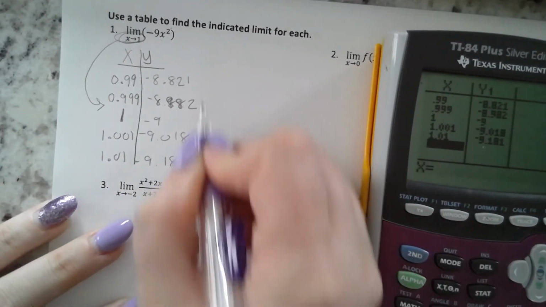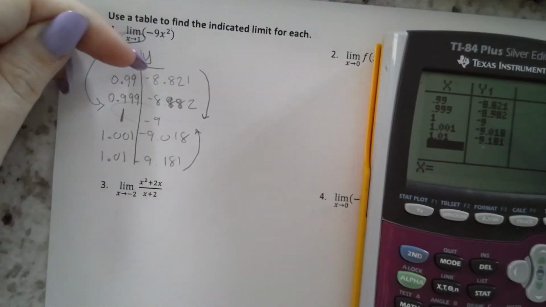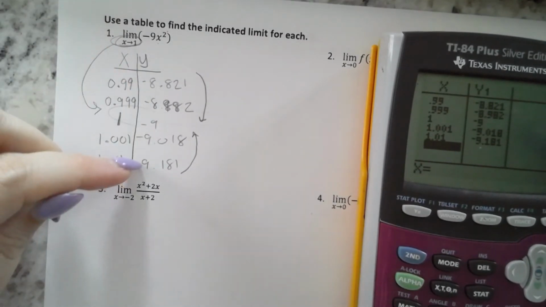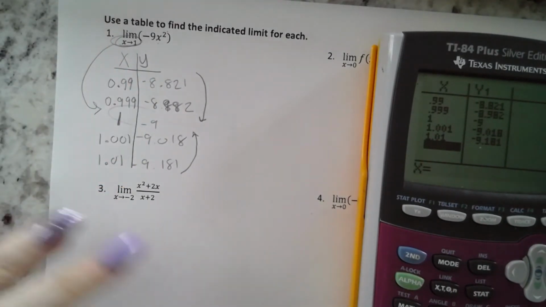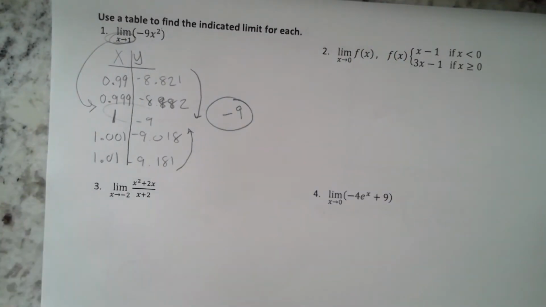Right, so as we're getting closer and closer to 1, these numbers keep getting bigger towards -9. These numbers keep getting smaller and they're moving towards -9. So our answer here is -9.